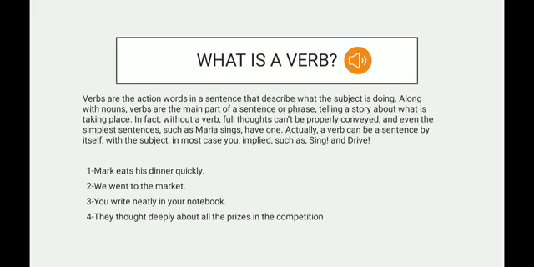Okay, so this is what a verb is. This is how verbs work in sentences, and it is very important. It is very important to know what a verb is, and it is very important for you to use the correct form of verb. So to understand the correct forms of verbs and to use them in the correct way, let's try to understand them.